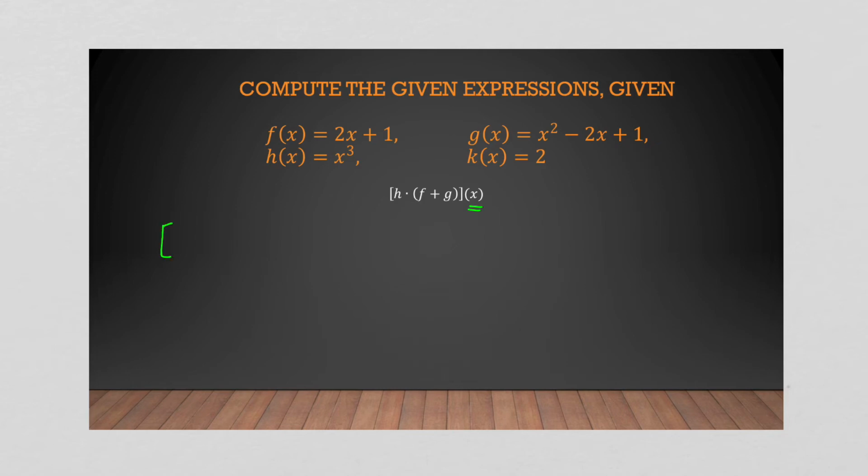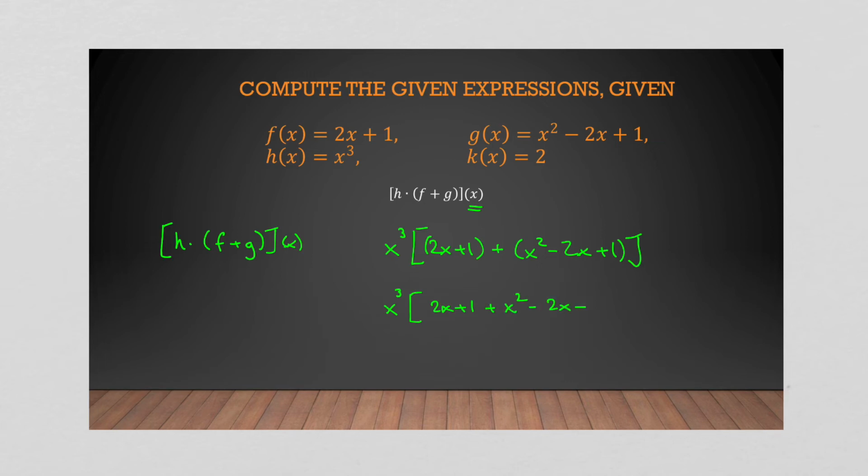So we have h times f plus g of x. So what does that mean? Well, what's my h of x? My h of x is x cubed. So, okay, I'm going to be doing x cubed times f of x plus g of x. So 2x plus 1 plus x squared minus 2x plus 1. So brackets, BEDMAS, we're going to do the inside first. So we're going to have x cubed times 2x plus 1 plus x squared minus 2x plus 1.